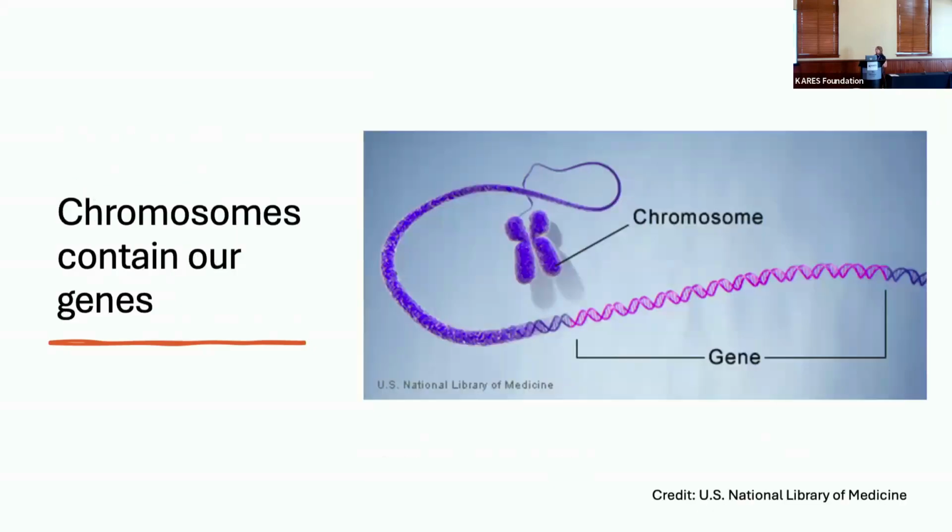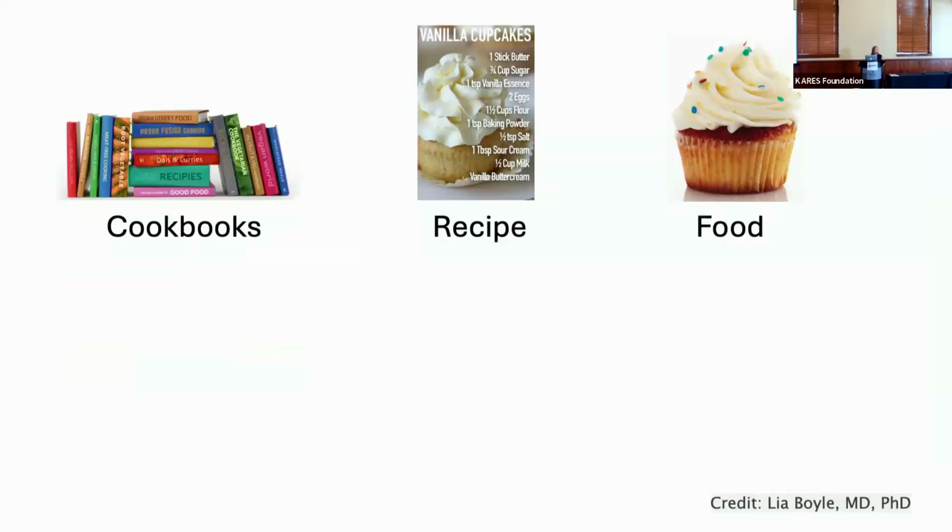So next, chromosomes contain our genes. So again, this is the structure that is a chromosome. It's made up of DNA. And then we can identify specific regions of the chromosome that contain our genes. So this is just a cartoon of what a gene might look like. So there are lots of different analogies that people use to talk about genes and chromosomes.